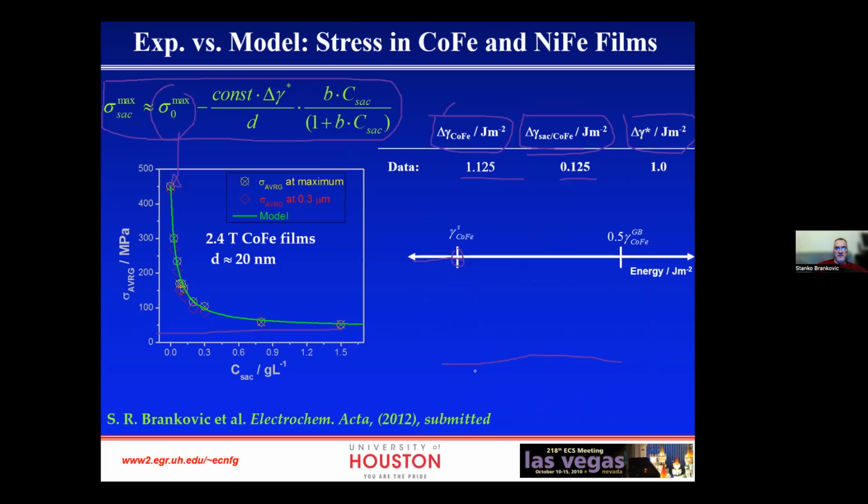So you can see on these schematics that I'm showing you here, this is the cobalt iron surface energy, and this is the grain boundary energy. For cobalt iron clean surface, with the presence of the additive, this driving force is expected to be significantly reduced when you have additive on the surface, and for that reason, we actually have less stress in the film. Right? So that's the conclusion of this whole model.